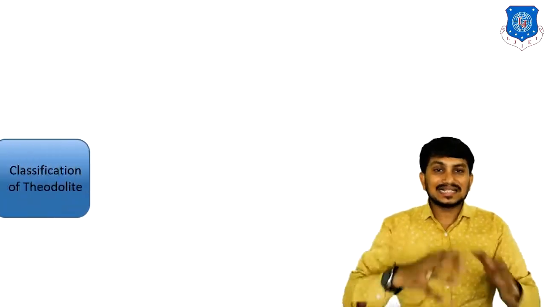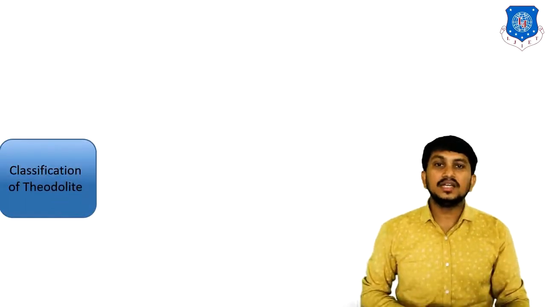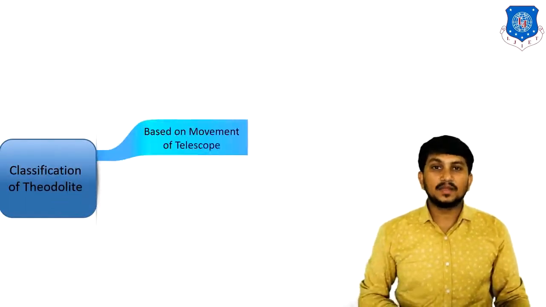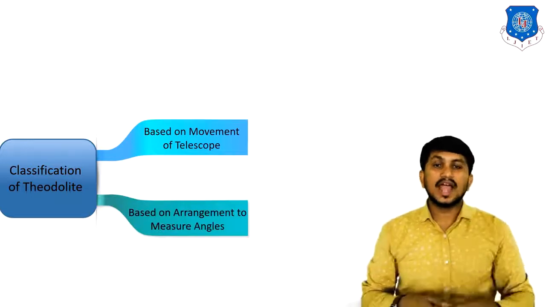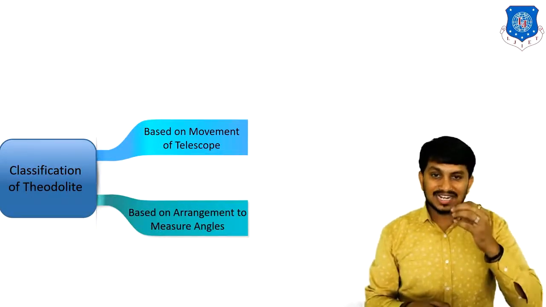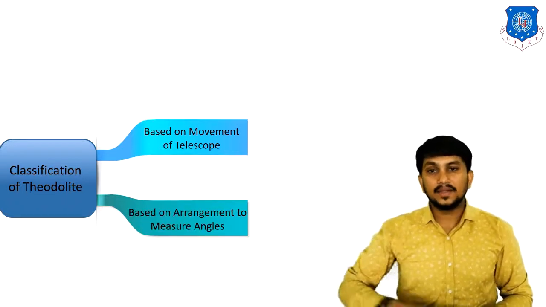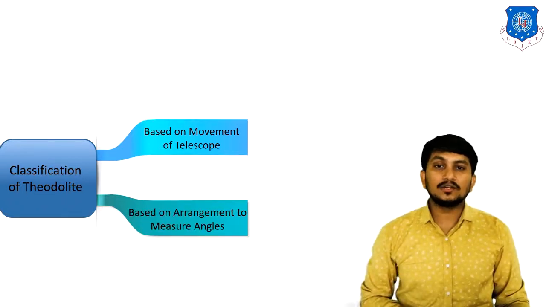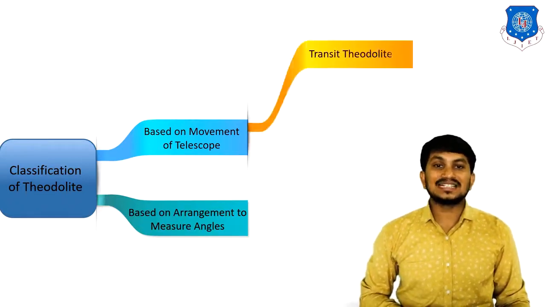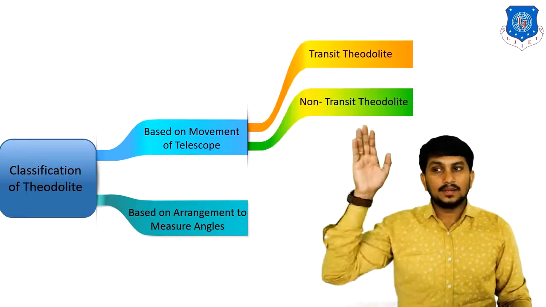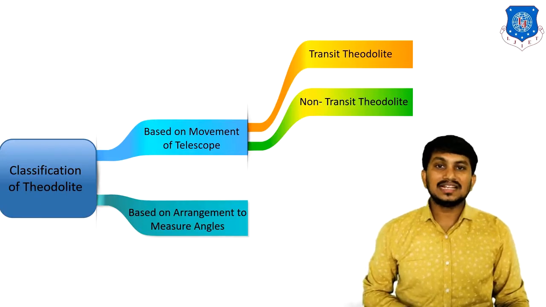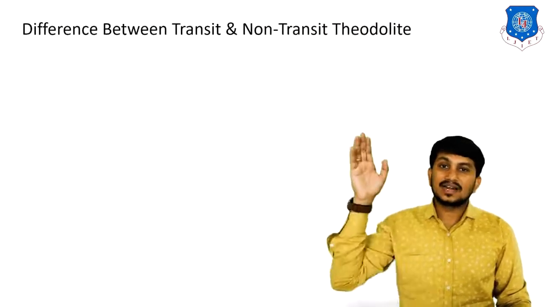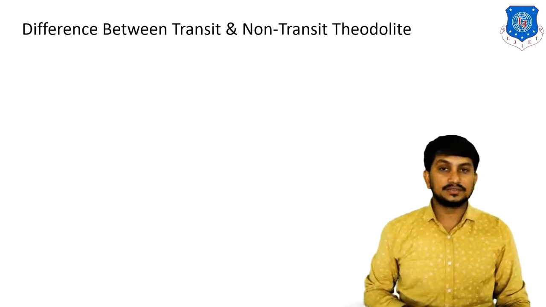Now let's discuss the classification of theodolite. Theodolite can be classified into two categories: based on movement of telescope, and second, based on arrangement to measure the angles. First is based on movement of telescope. Theodolite can be classified into two categories: transit theodolite and non-transit theodolite. Let's see the difference between transit theodolite and non-transit theodolite.